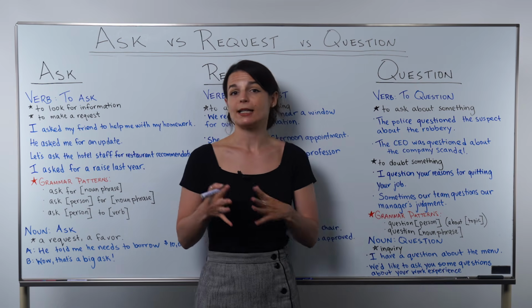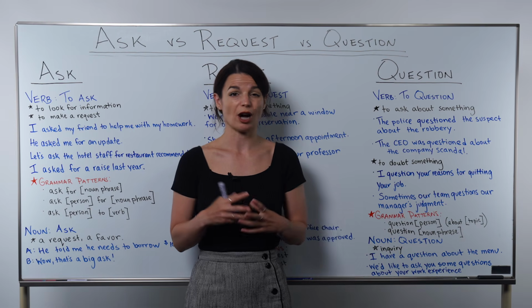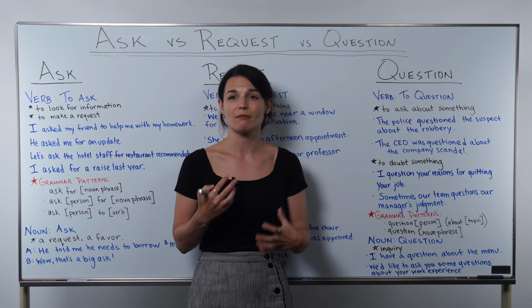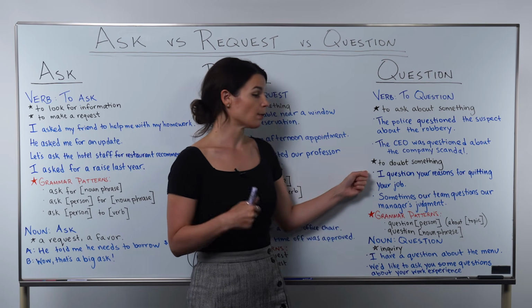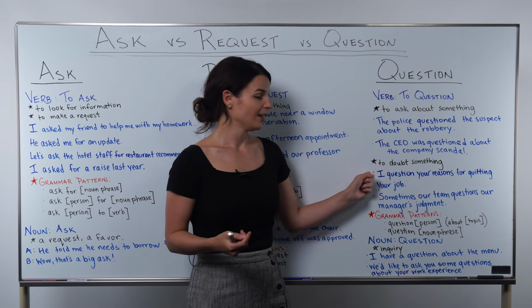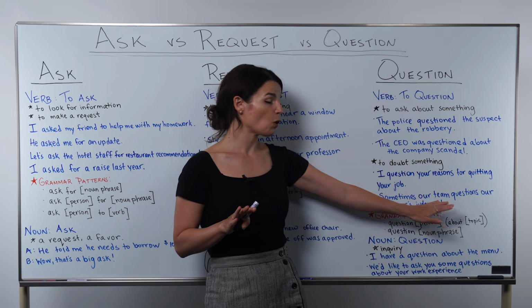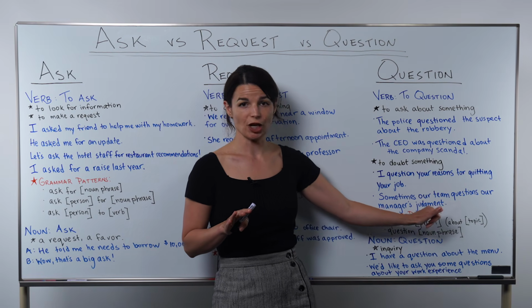This means like, I doubt your reasons for quitting your job, or your reasons for quitting your job are not clear to me. They don't make sense to me. We use the verb question to express this uncertainty, to express this doubt. One more example sentence. Sometimes our team questions our manager's judgment.